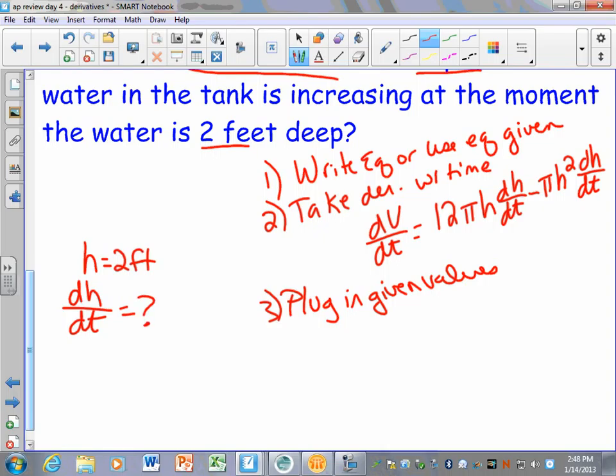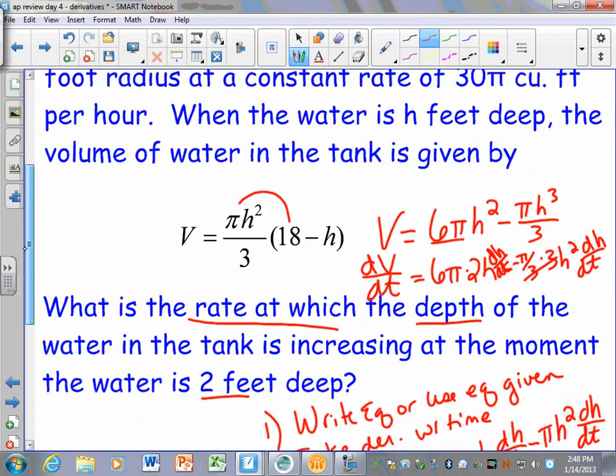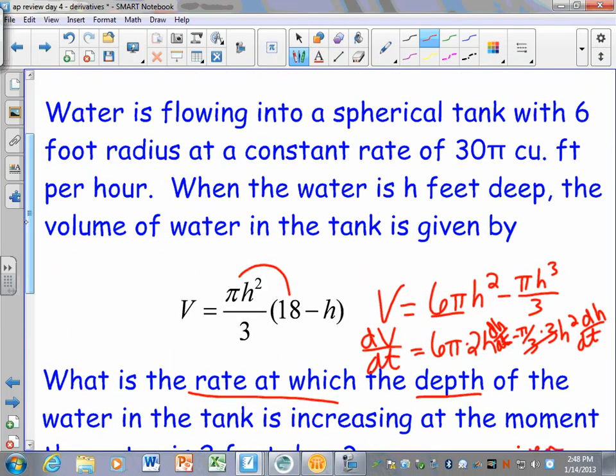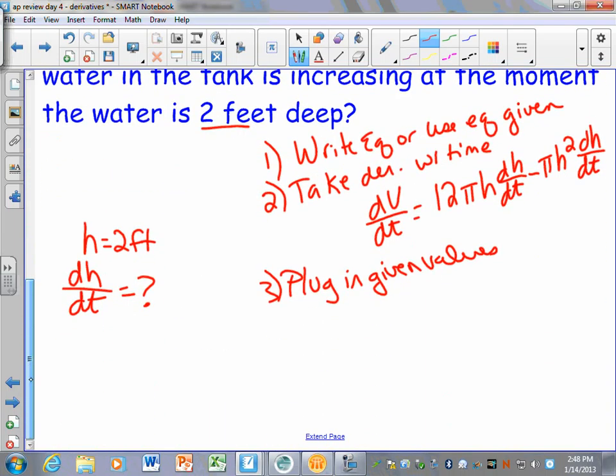What other variable do I need? dV over dt. If we go all the way back up here, they tell us the radius is 6 feet, but we don't need that. The radius is constant. The radius isn't even in our formula. But they do tell us that it's flowing in at a rate of 30 pi cubic feet per hour. Cubic feet is volume. So that's our dV over dt.